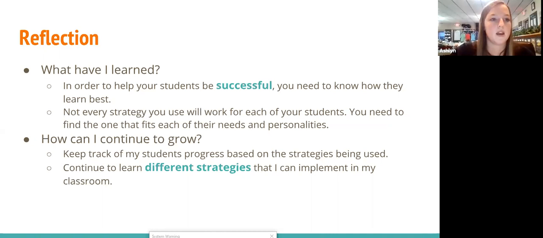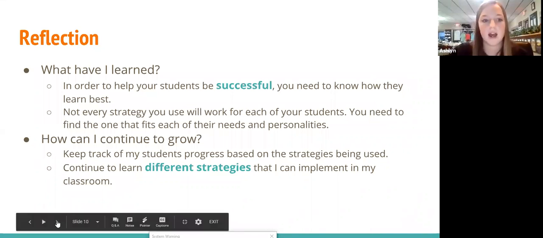And then, how can I continue to grow? I can keep track of my students' progress based on the strategies being used. By doing this, I can see what strategies are working and what aren't, and whether I need to revise or find a different strategy to use. And then I can continue to learn different strategies that I can implement in my classroom, because I've had the opportunity to learn some throughout my experiences, but I know that there are many more that would be beneficial for me to be able to use in my classroom.